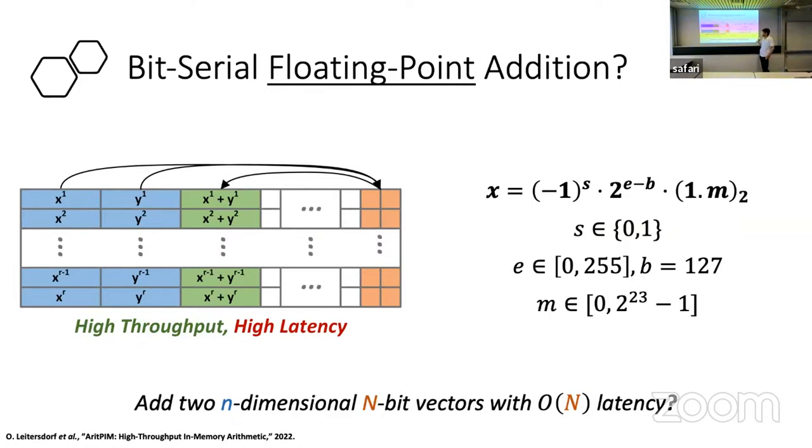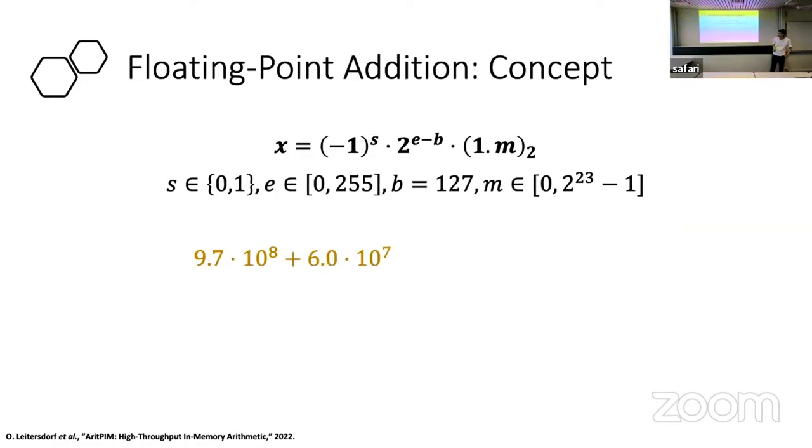Now, why is it difficult to add floating point numbers with processing memory? First off, let's take this example here. The example is in decimal, but it's the same idea for binary. We want to add 9.7 times 10 to the 8 plus 6.0 times 10 to the 7. The first step that we have to do when we want to add these two numbers is to align. We have to replace the 6.0 times 10 to the 7 with 0.6 times 10 to the 8.